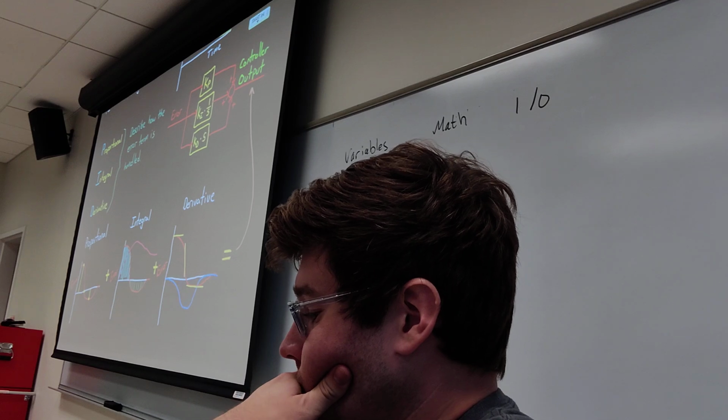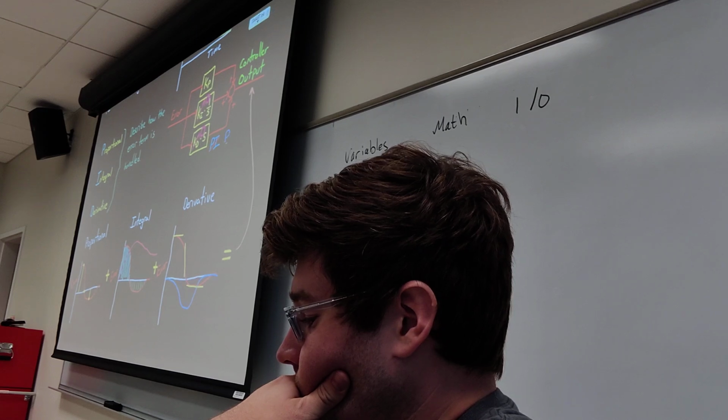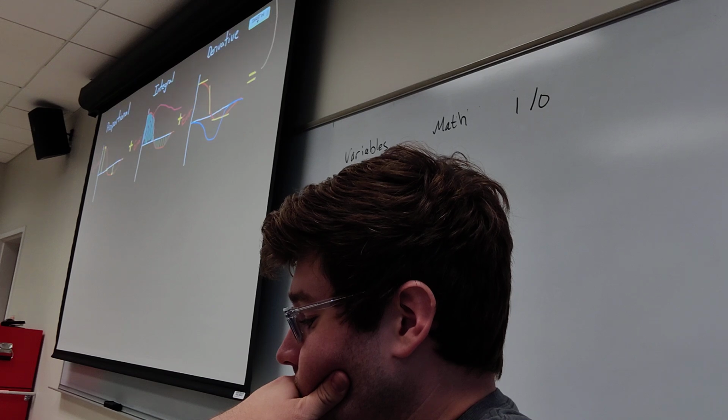You can remove a path completely by setting its associated gain to zero. When you do this, you generally refer to the controller with the letters of the path that are left. For example, you can have a proportional integral controller, or PI, if you set Kd to zero, and just a P controller if Kd and Ki are both zero. So why would you simplify the controller like that?